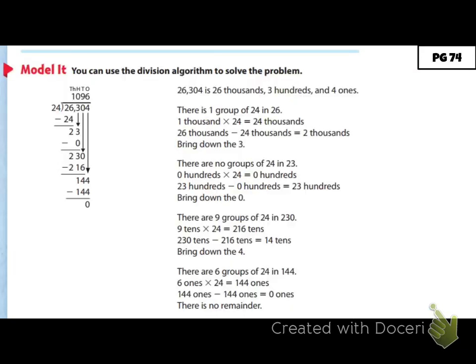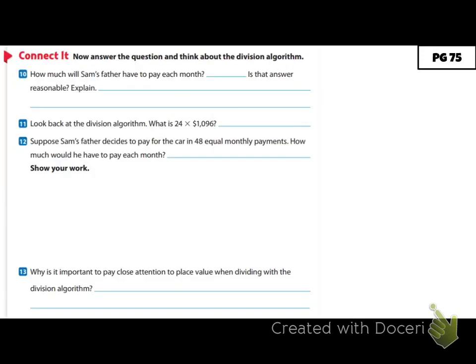We can model it using the traditional division algorithm. So 24 would go into 26 once. We'd multiply, subtract, bring down the 3. 24 goes into 3 zero times, multiply, subtract, we'd get 23, bring down the next number, which is 0. 24 goes into 239 times, and we get 216. We subtract and get 14, bring down the last digit, which is 4, and 24 goes into 144 6 times, so we get a remainder of 0. Or we can use the partial quotients.